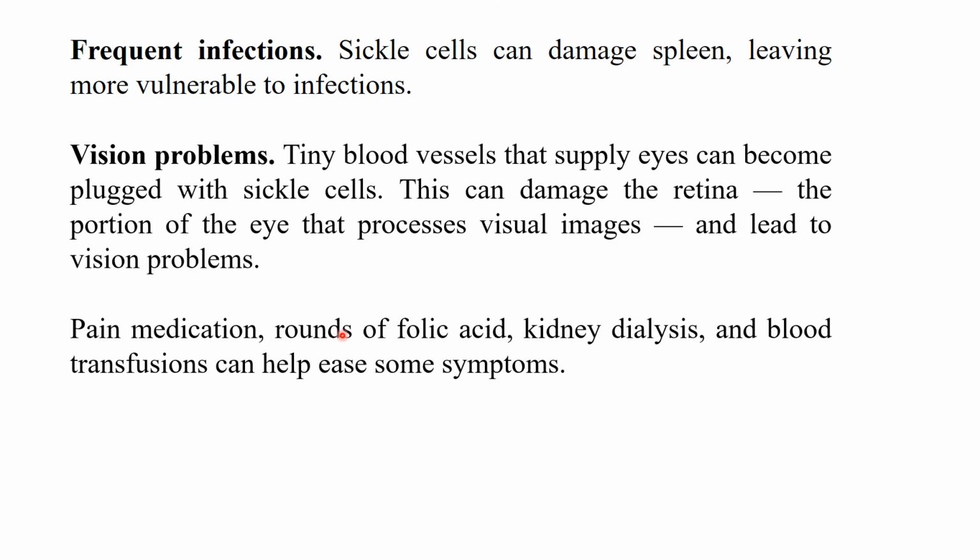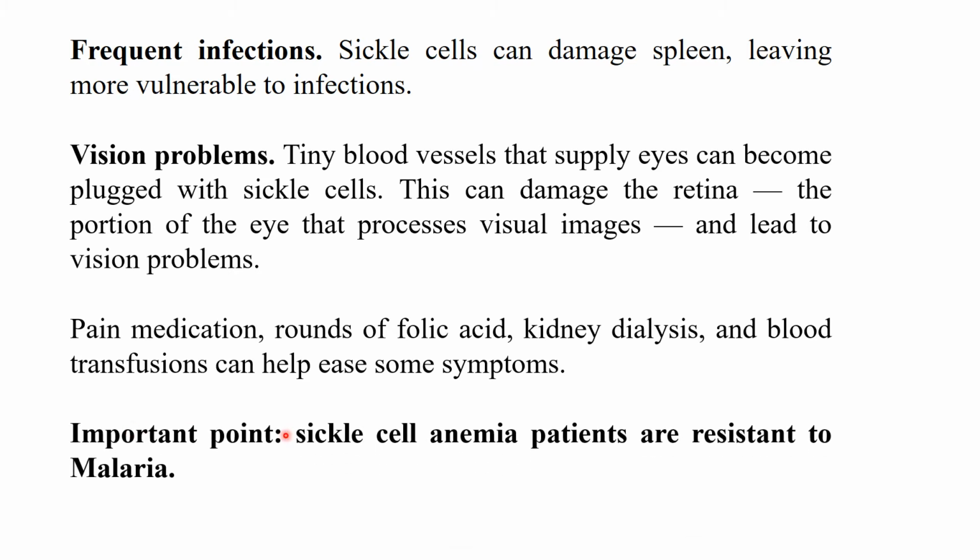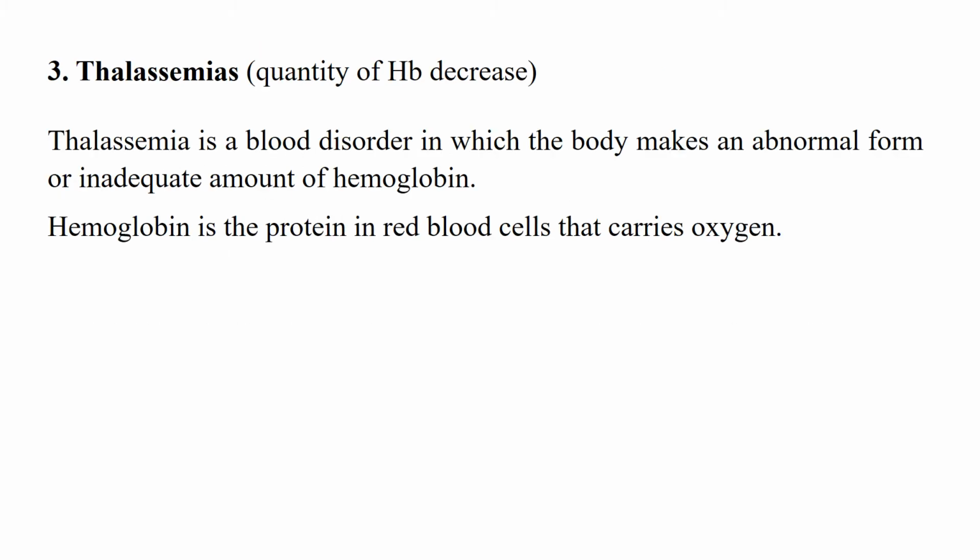Pain medication, doses of folic acid, kidney dialysis, and blood transfusions can help ease some symptoms of sickle cell anemia. An important point about sickle cell anemia is that the patients are resistant to malaria, because the malaria parasite mainly uses the normal RBC for its replication, for its multiplication. If the RBCs are damaged or have an abnormal sickle shape, then malaria cannot propagate.